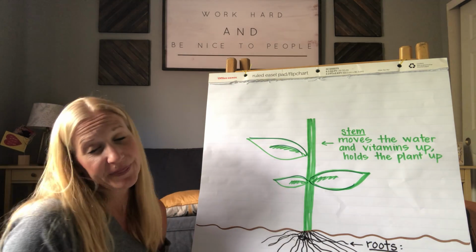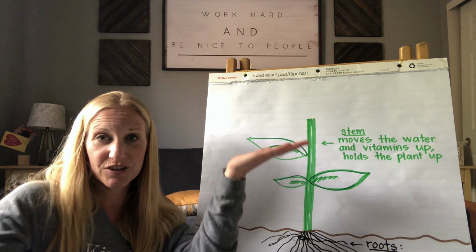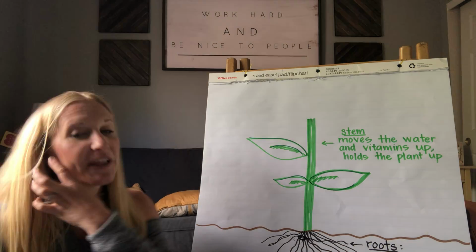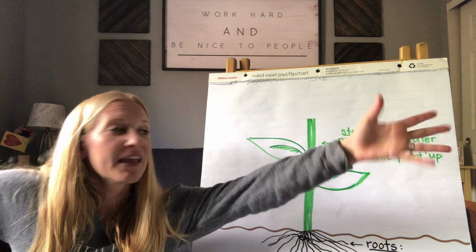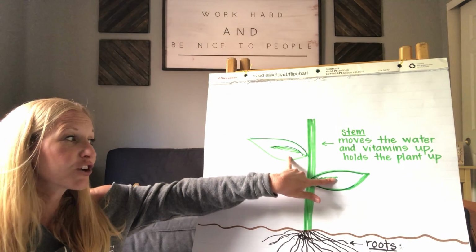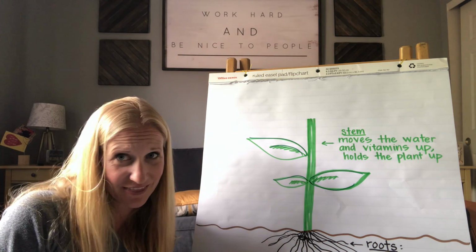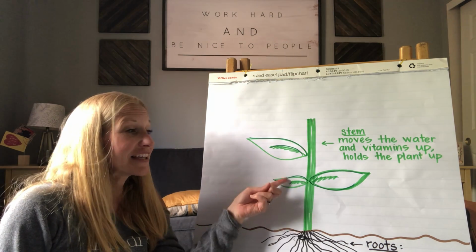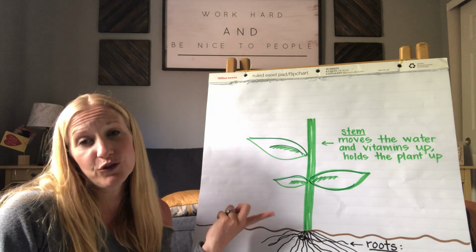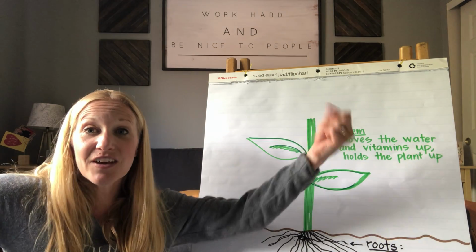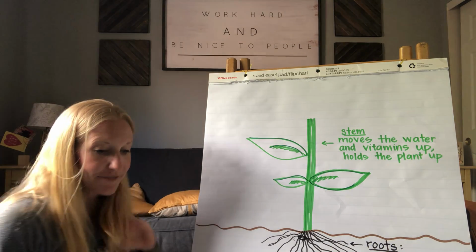Their main job, though, is to catch the sunlight. So you can see these leaves on my plant, they're reaching out really big. And that's because their job is to catch the sunlight. These roots down here can't catch the sunlight. These leaves sort of act like solar panels. And they're basically looking up to the sky and saying, give us all the light that you have.